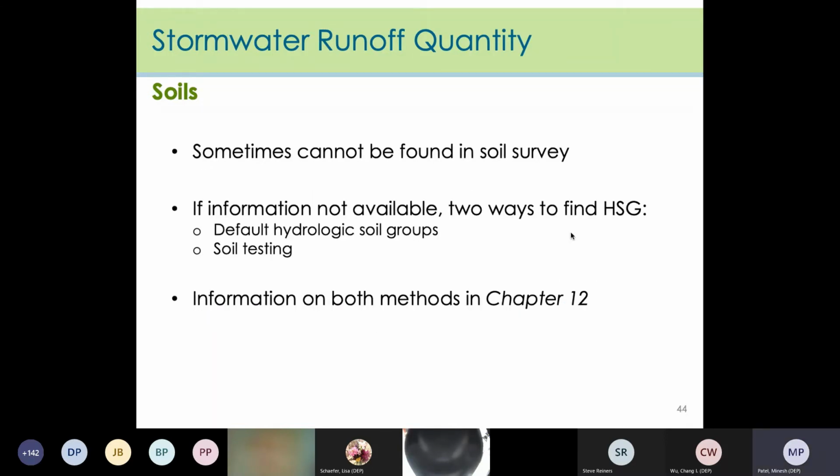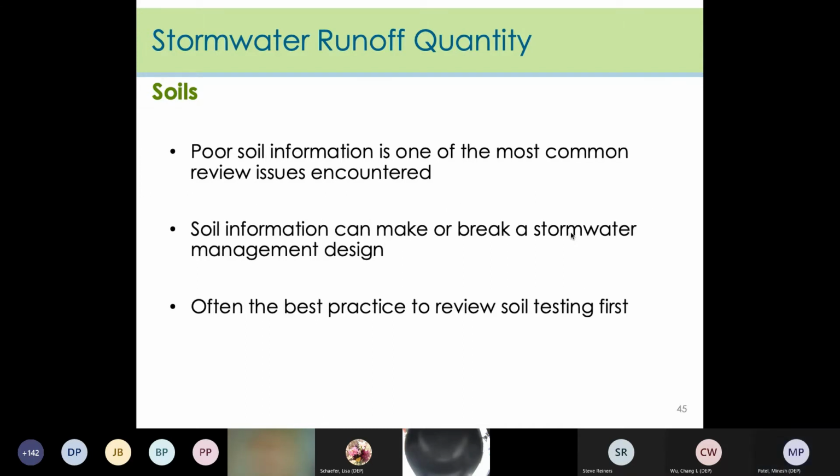If information on the site soils cannot be found, you can use methods found in Chapter 12 to determine the hydrologic soil group, either from the default HSG method or even from soil testing. Making sure that the soil data for the site is accurate is a very critical part of the review process. Inaccurate soil information can make or break a stormwater BMP. So a good practice to keep in mind is to review the soil testing first before anything.